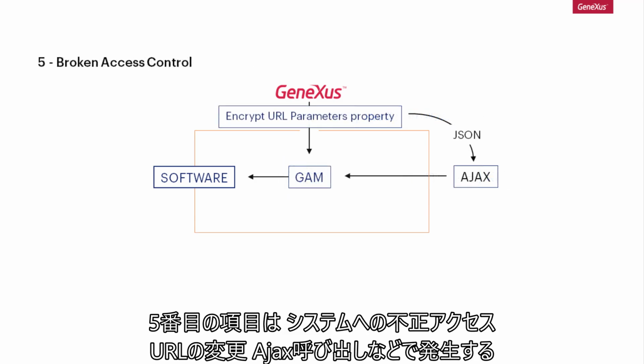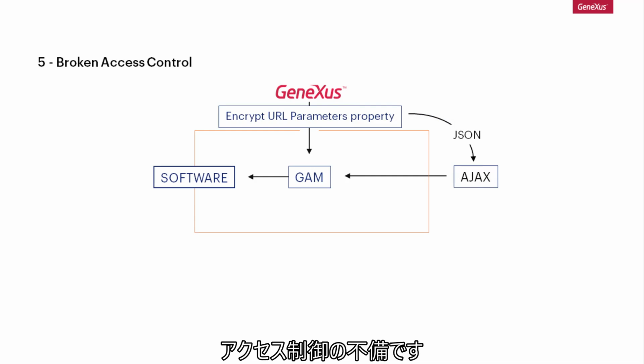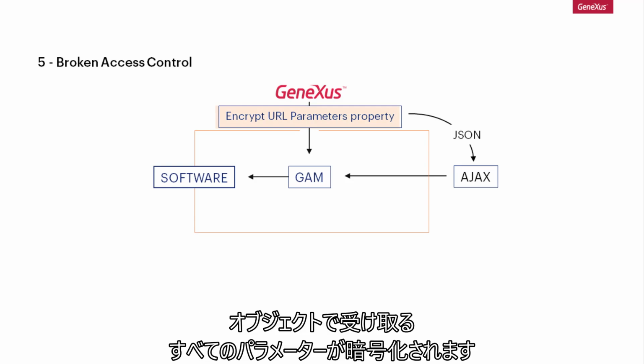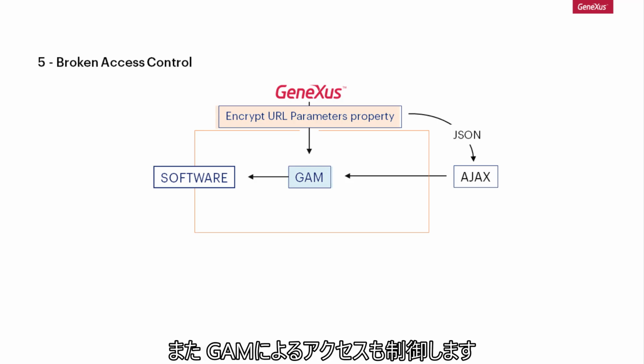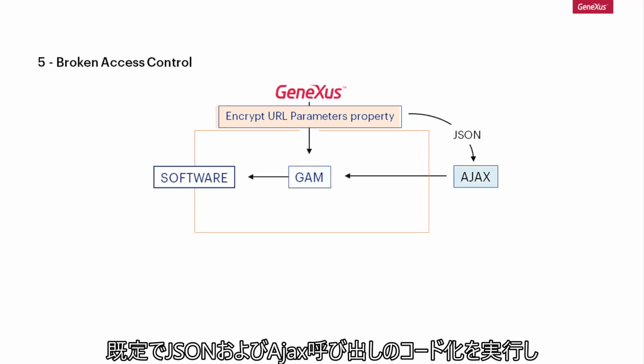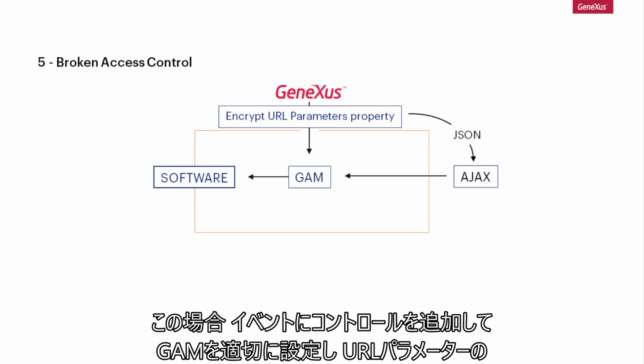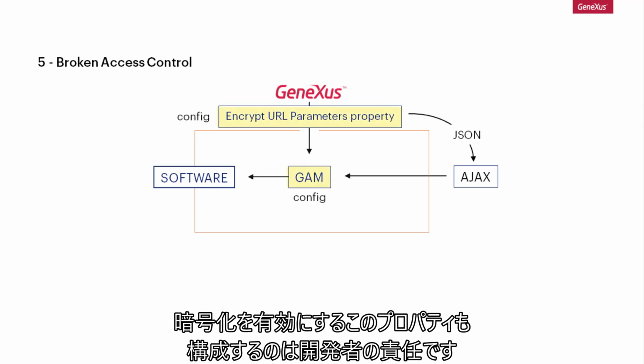The fifth item corresponds to broken access control, which occurs in cases of non-authorized access to the system, alternating URLs, AJAX calls, and so on. To such end, GeneXus includes a property that enables the encryption of URL parameters, where all parameters received by an object are ciphered. It also controls access with GAM. It executes the codification for JSON and AJAX calls, by default, and it executes validation checks, not only on the client side, but also on the server side. In this case, it's the developer's responsibility to add controls to the events, to set up GAM adequately, and to also configure this property that enables the encryption of the URL parameters.